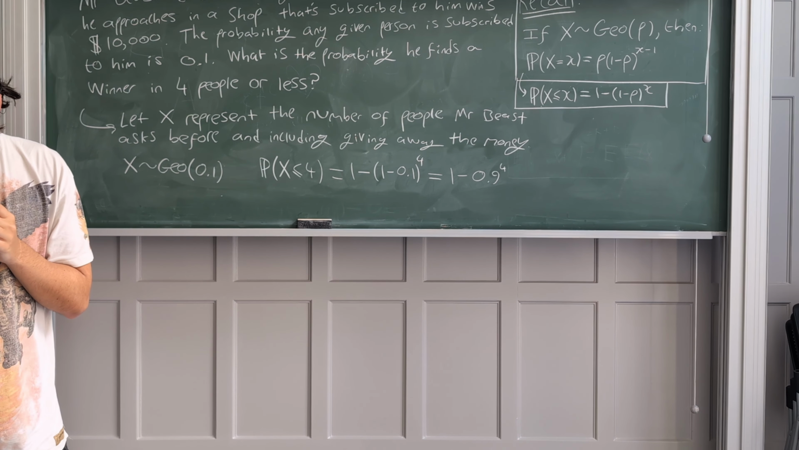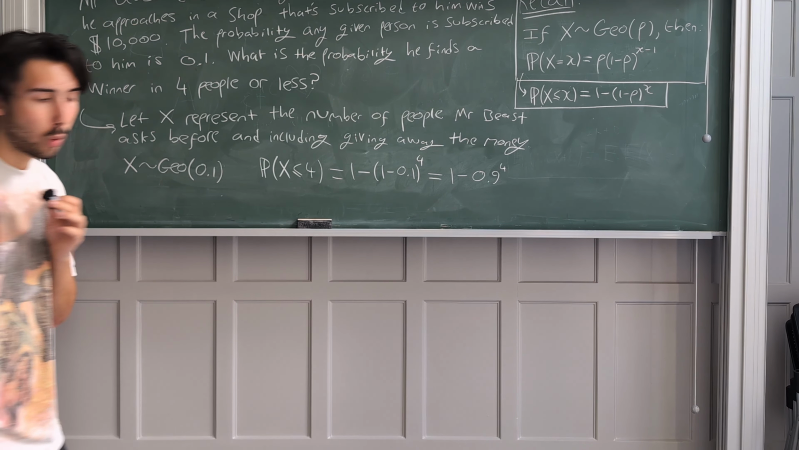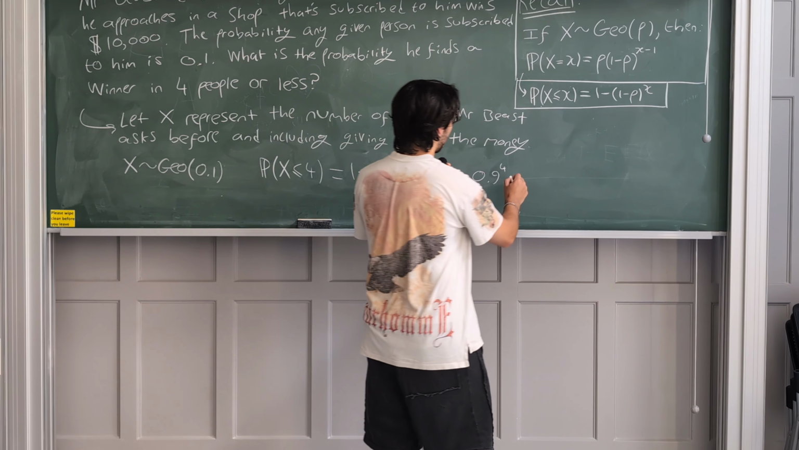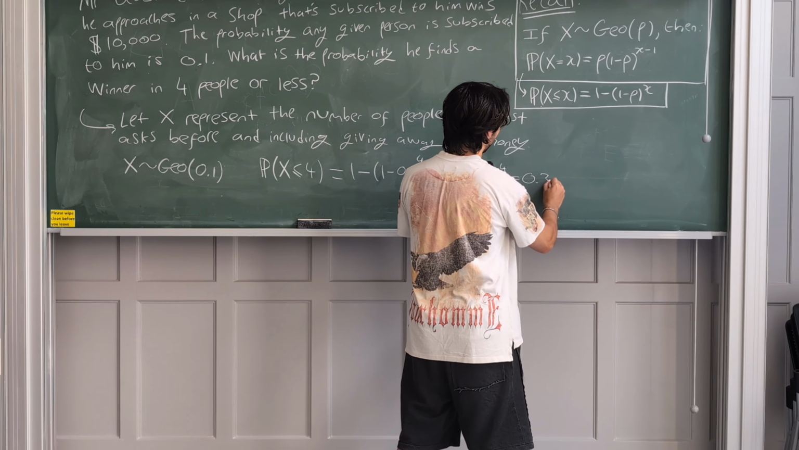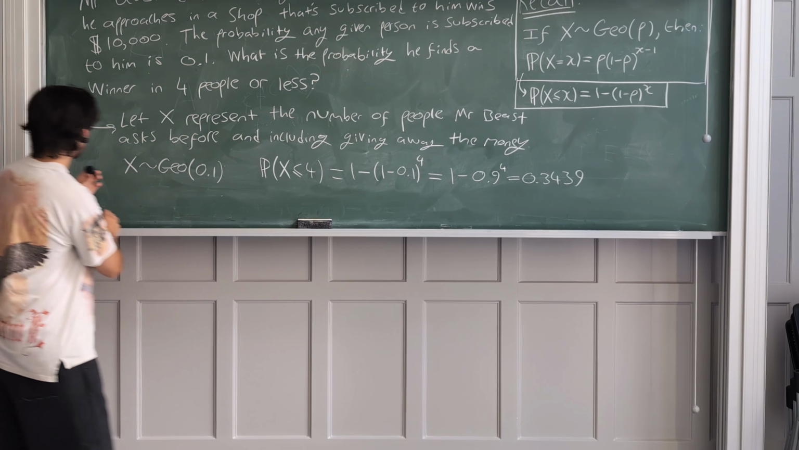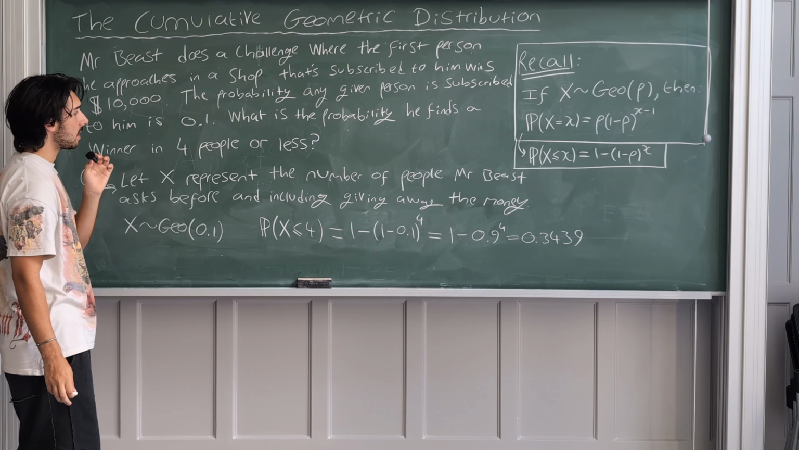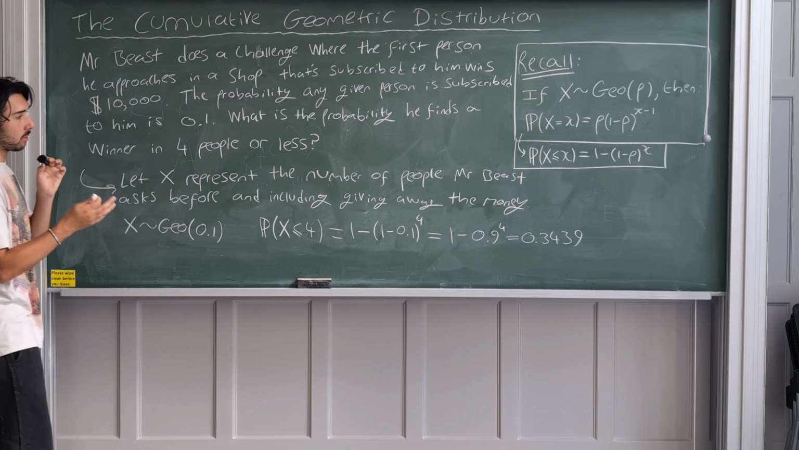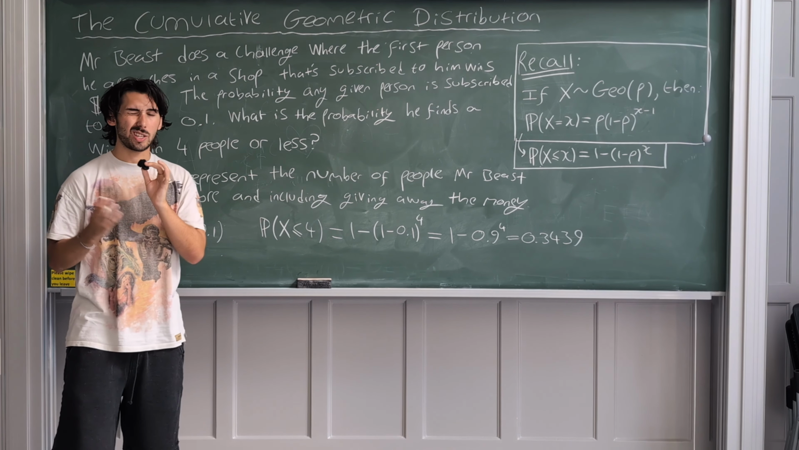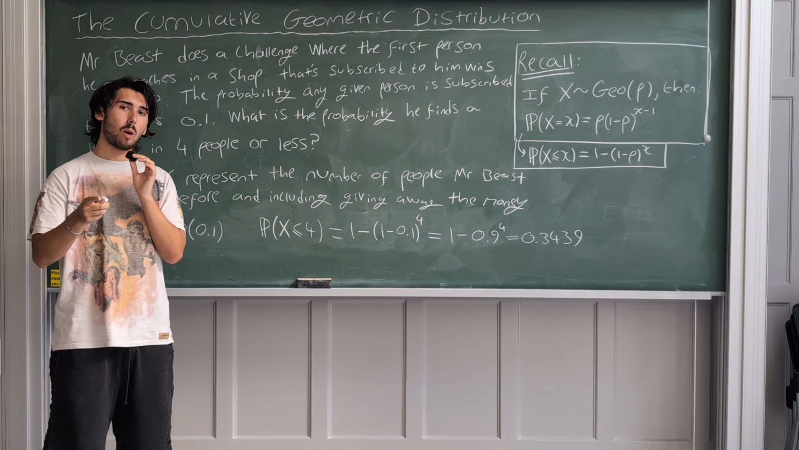And if you want to know what 0.9 to the power of 4 is, or 1 minus it, is 0.3439. So this whole answer is 0.3439, okay? So the probability that he needs to ask 4 or less people before giving away the money is 0.3439. So chances are he will be asking 5 people or more. Let's look at one more example.